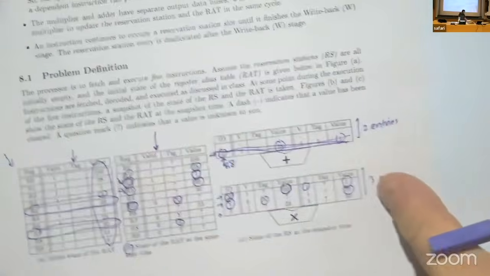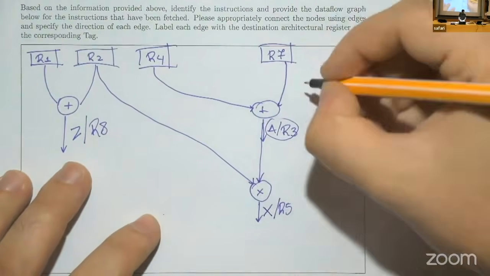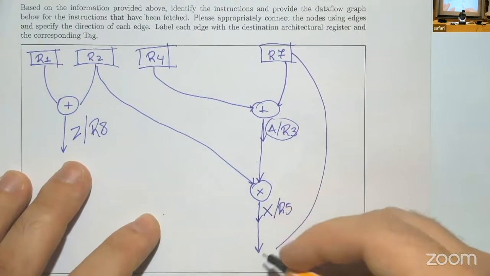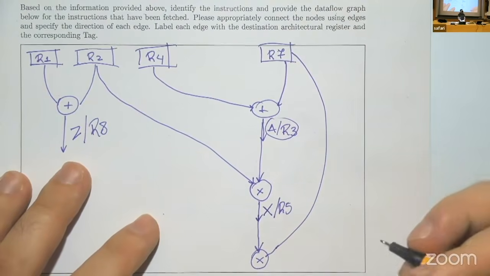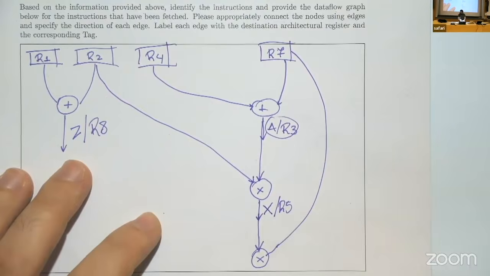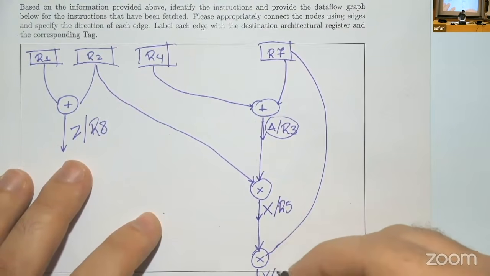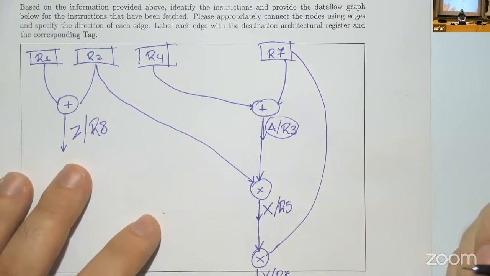So what do we do here? We used R7 as a result. We multiply it with X, right? And we end up in Y, R7. Okay.